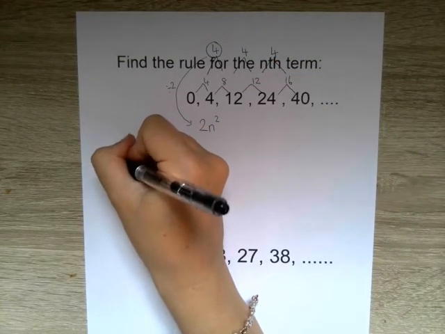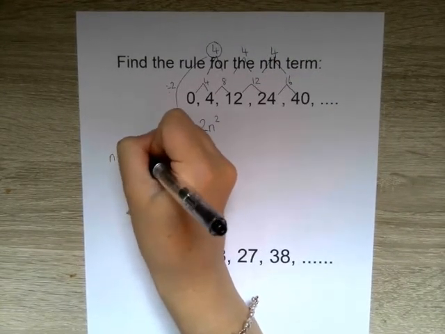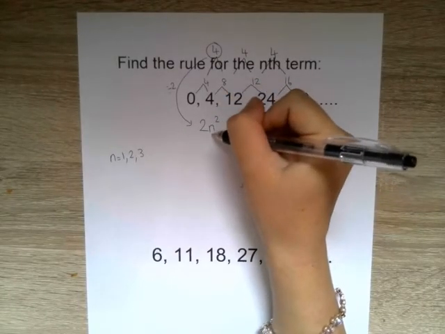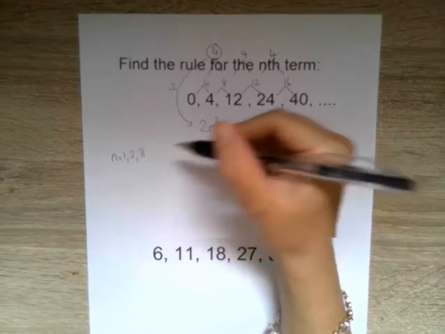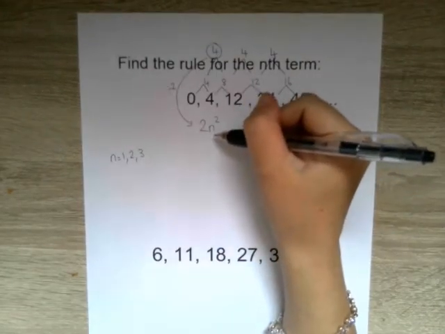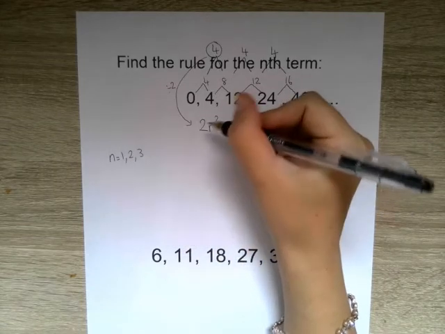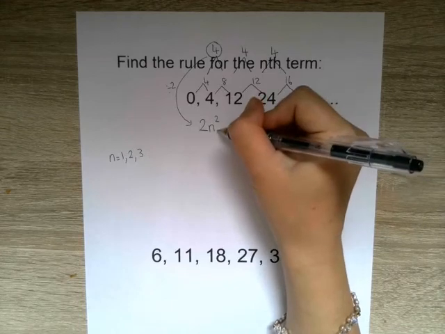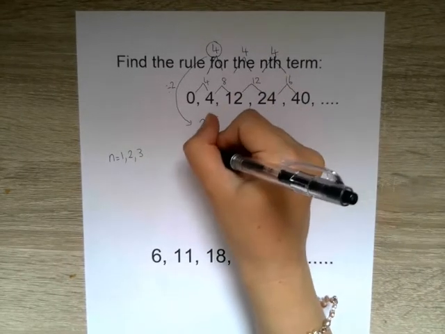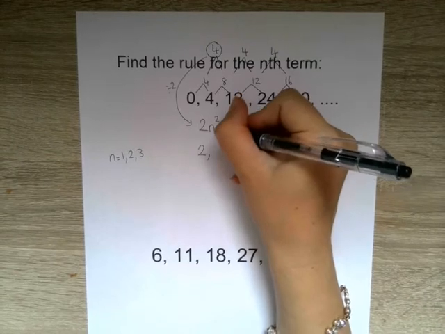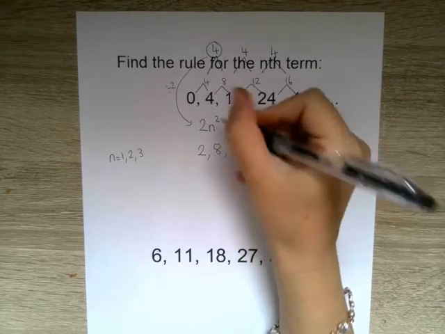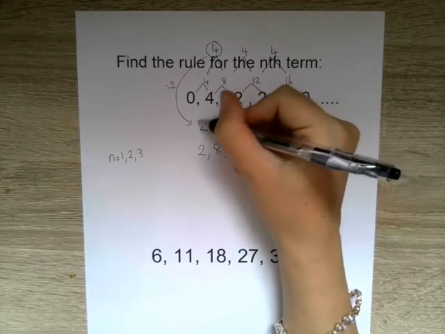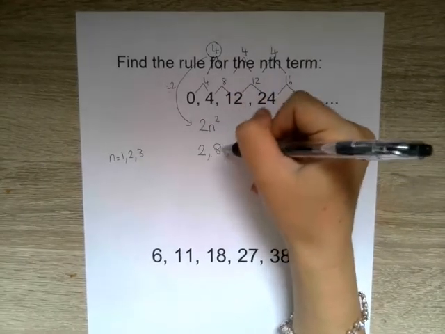So now we're going to substitute in 1, 2 and 3, because what that's going to do is tell us if this was the nth term for our sequence, this is the sequence that we would get at the moment. So if we substitute n equals 1 into here, you need to square it first and then times by 2. So 1 squared is 1, times by 2 is 2. 2 squared is 4, times by 2 is 8. And 3 squared is 9, times by 2 is 18.